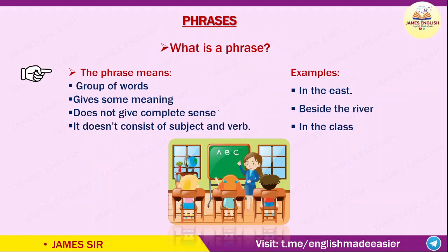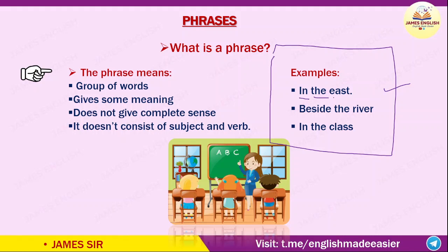Please observe the following examples. I want everyone to concentrate on these group of words. The first example, in the East. The very minute when you read "in the East", what do you understand? Here we have words. Look at the example. In is a word, the is a word, East is a word. And put together, we can say that a phrase means a group of words. Do you agree with me? A phrase refers to what? A group of words.